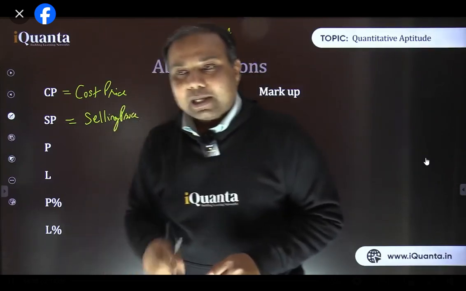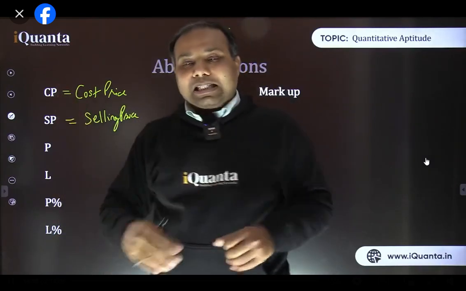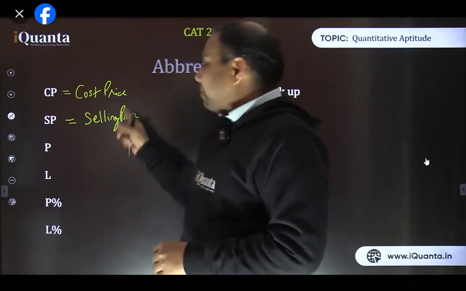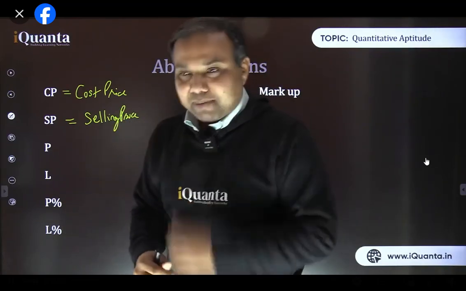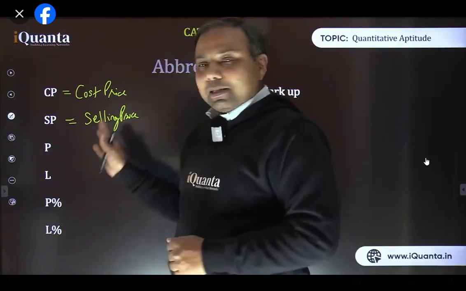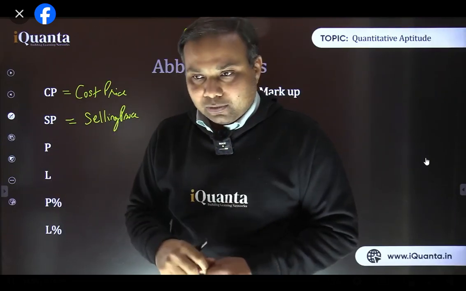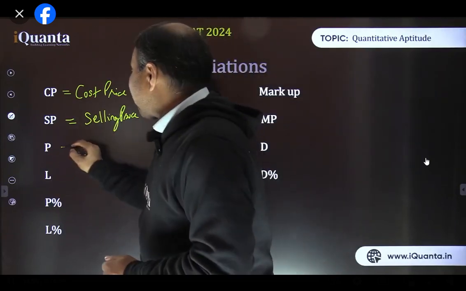So selling price is the price at which that trader sells the object, right? That means this is the price at which a customer purchases. Yes, buying price. It is a buying price at which a customer buys the article or product. Fine. Okay. So now this P refers to profit.